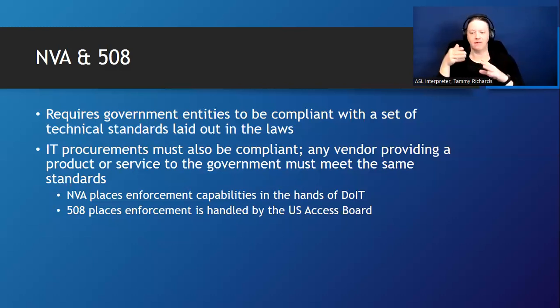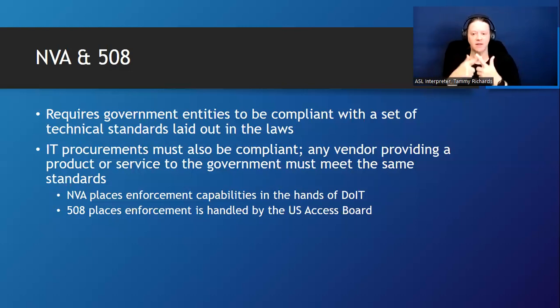This also applies internally. So if you have blind employees or employees with another disability, maybe a physical disability, someone in a wheelchair, you need to make sure that they still have what they need to do their job effectively. They also talk a lot about procurement. So any IT procurements have to be compliant with these standards. Anyone who's providing a product or service to the government has to meet the same standards as the government entity itself.